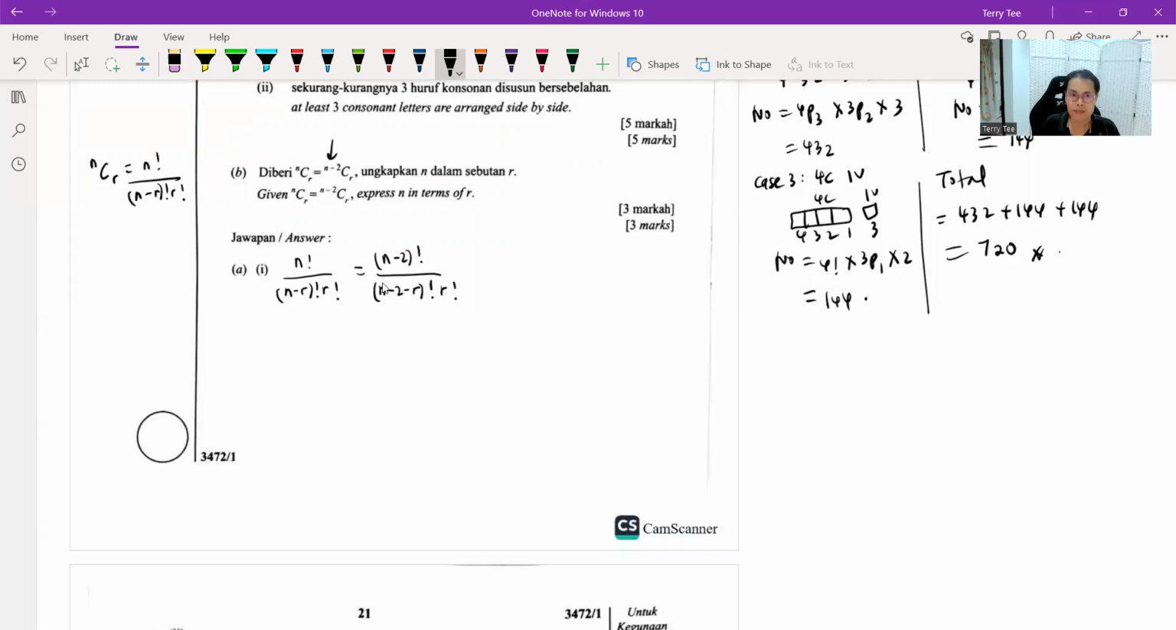Now, here's the thing. Your n factorial, you have to break it up into n times (n minus 1) times (n minus 2) factorial. For example, if you have 5 factorial, we can say it's 5 times 4 times 3 times 2 times 1, which is basically 5 times 4 times 3 factorial, right? The reason why I do that is because I want to cancel my (n minus 2) factorial here with the (n minus 2) factorial there. I want to cancel them off.